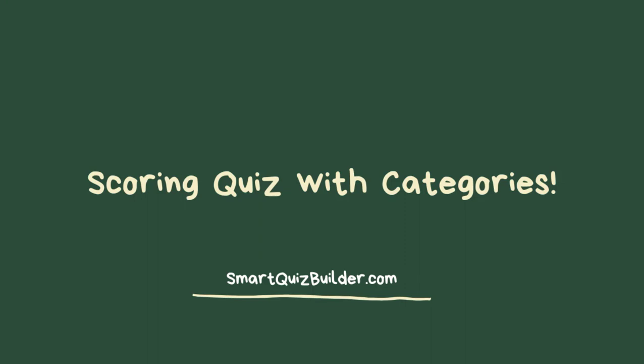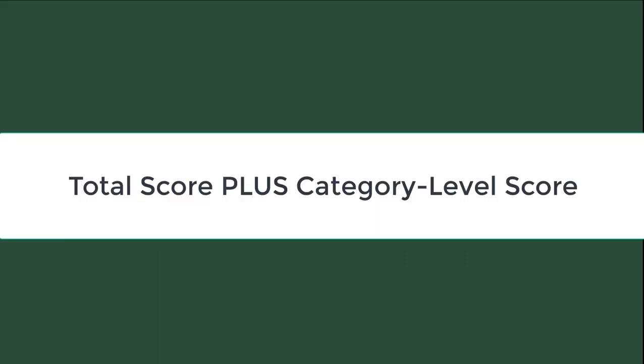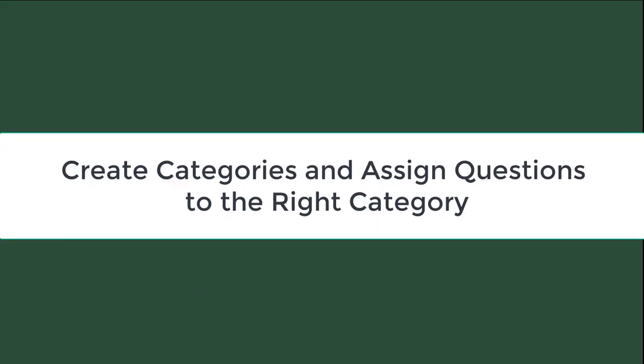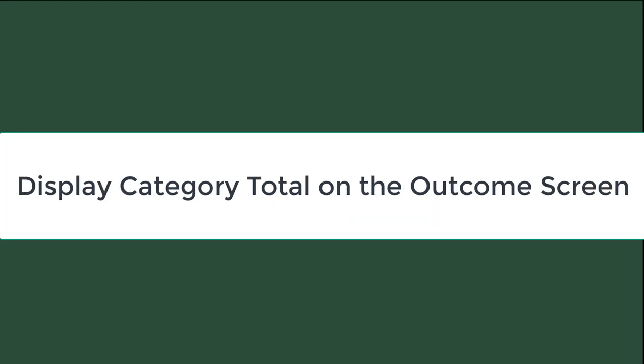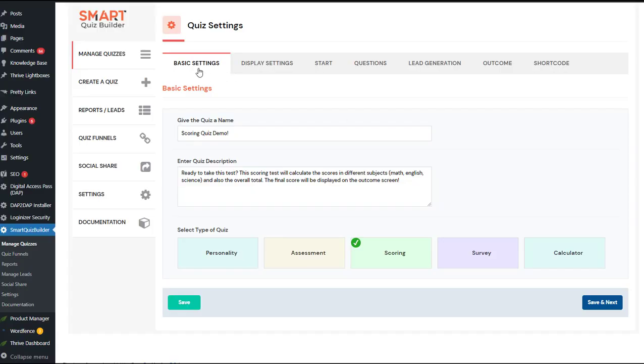In this video, I'll take you behind the scenes to show you how you can create a scoring quiz with categories. So you can get SQB to display not just the overall score, but also total score in each individual category. You can assign your questions to the right category in the backend, and you can create as many categories as you want. Assign the questions to the right category, and you can create outcome screen in SQB where you can use the merge tag where you can display not just the overall score, but also the score broken down at category level. So I'll take you behind the scenes to show you how you can set this up.